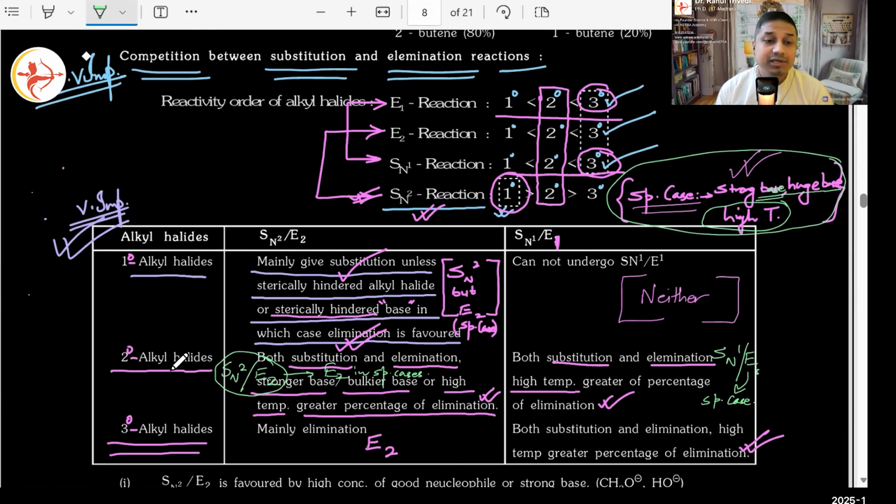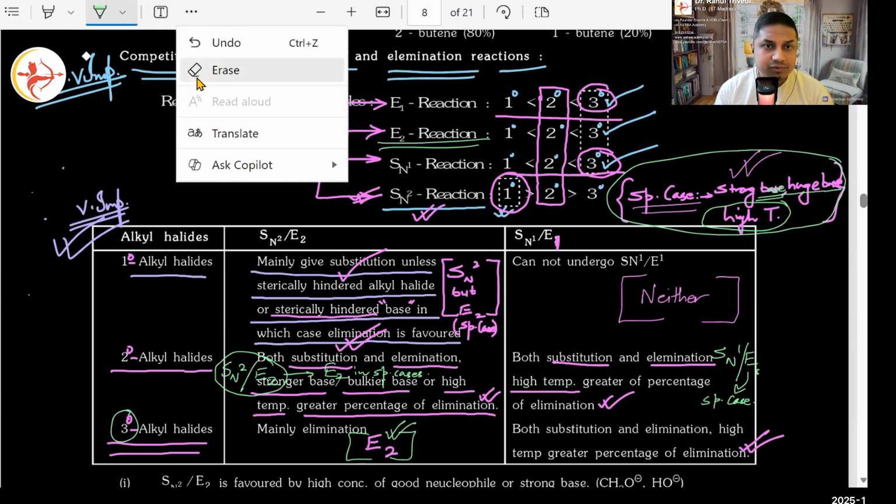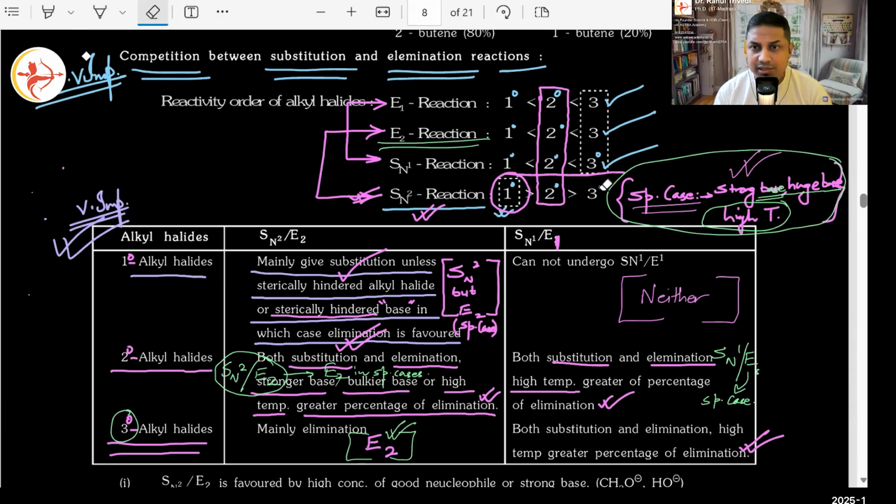Understood? Similarly, when 3 degree alkyl halides come, then you will have E2 alone when comparing SN2 and E2. Yes, with 3 degree alkyl halides you will have E2 chances more, because what are we comparing in this case? SN2 and E2. SN2 has least reactivity for 3 degree alkyl halides, E2 highest reactivity. Obviously E2 will win. Yes or no? Yes. Is this part clear? Yeah. Let me erase this so that we can see this better.